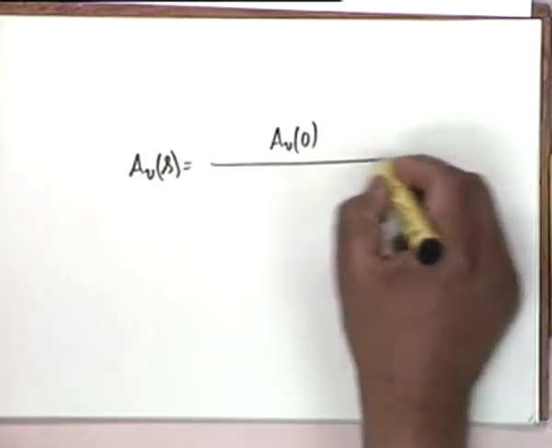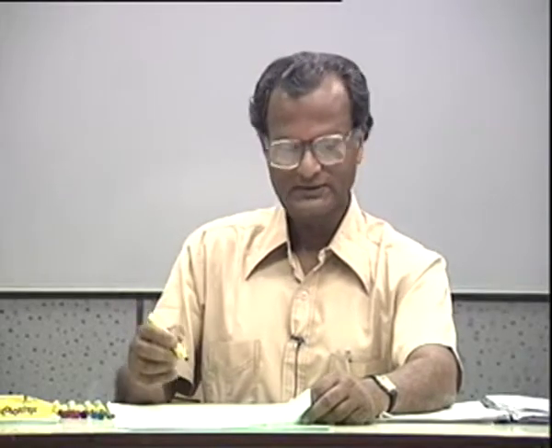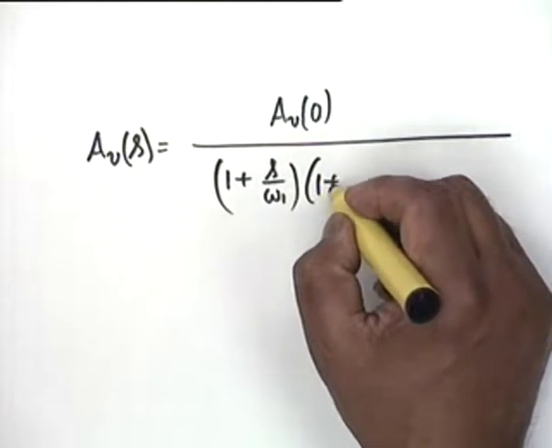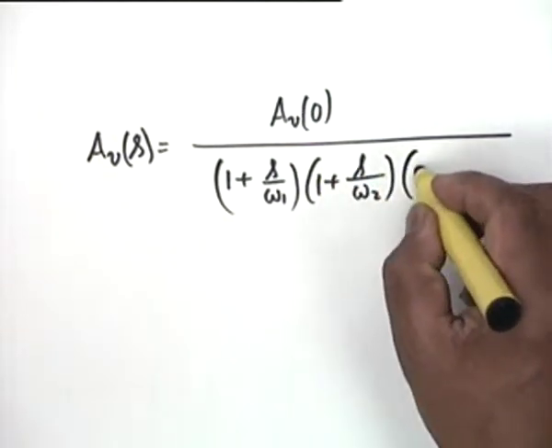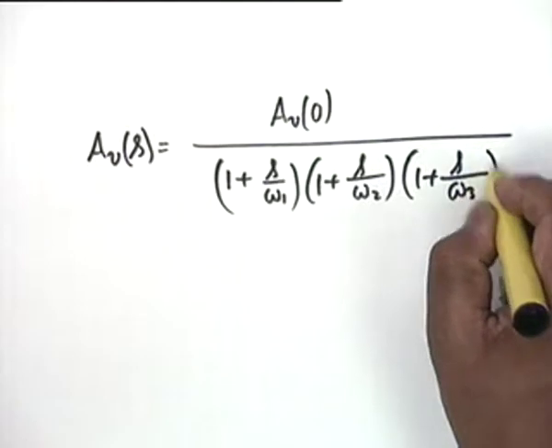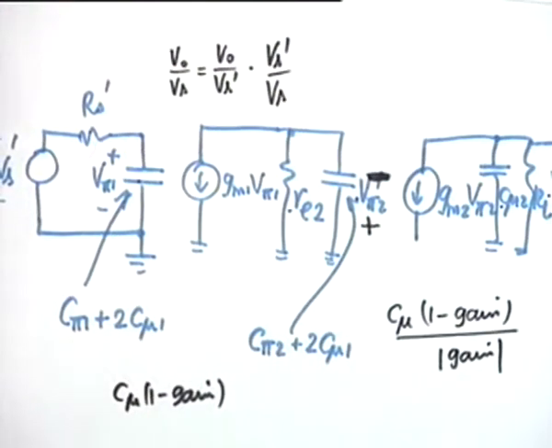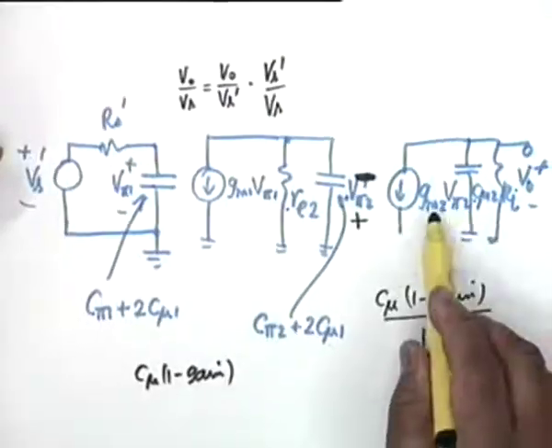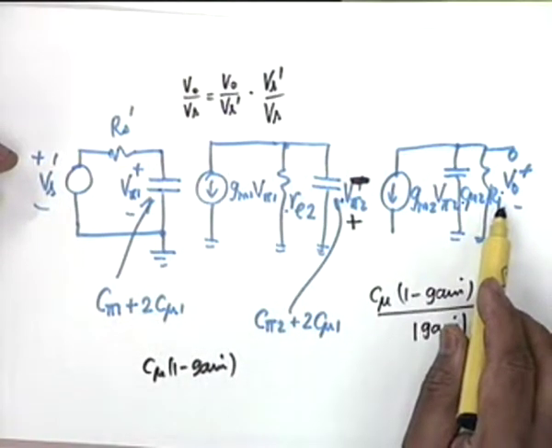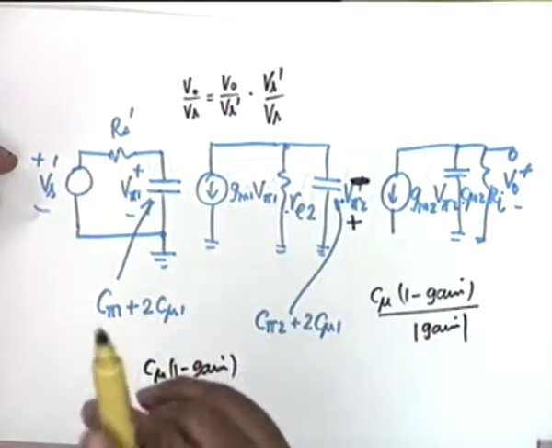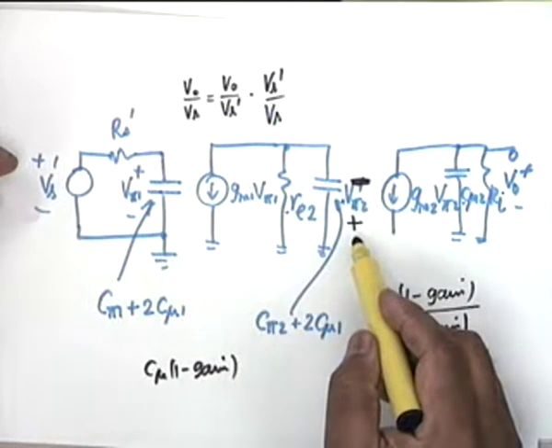AV0, which is the midband gain, divided by 3 critical frequencies, 1 plus S by omega 1, 1 plus S by omega 2 and 1 plus S by omega 3. Can you find out AV0 by inspection? By inspection? Yes, of course. It would be minus GM2RL multiplied by GM1RE2, not minus, because of the opposing sign.